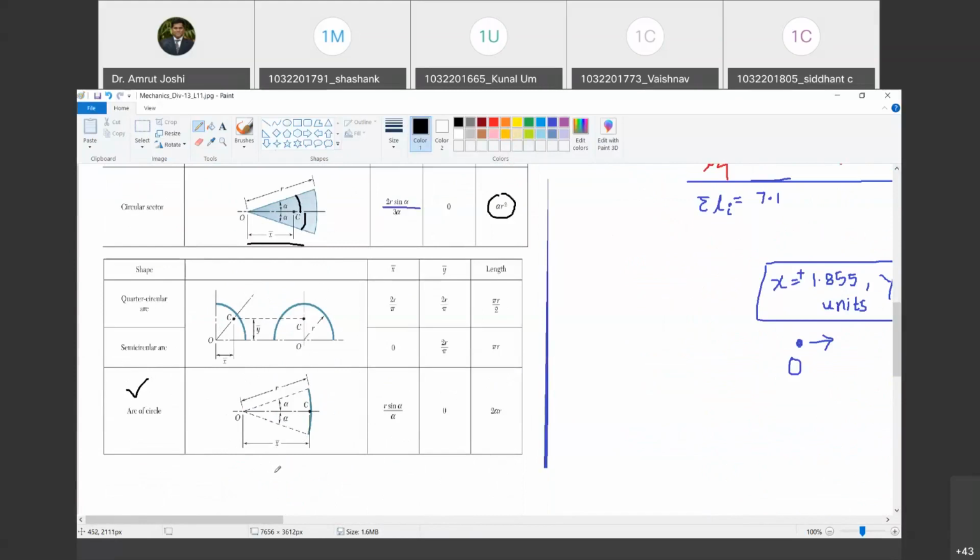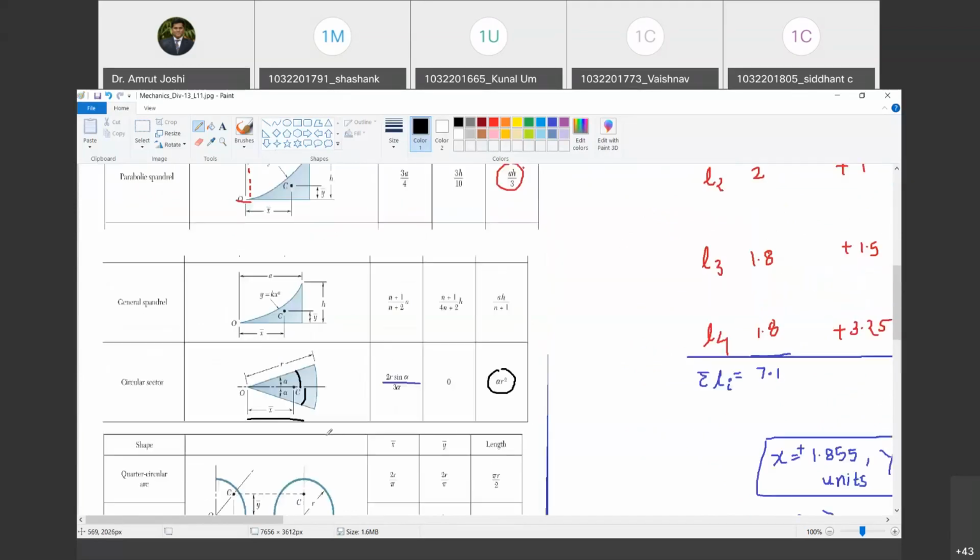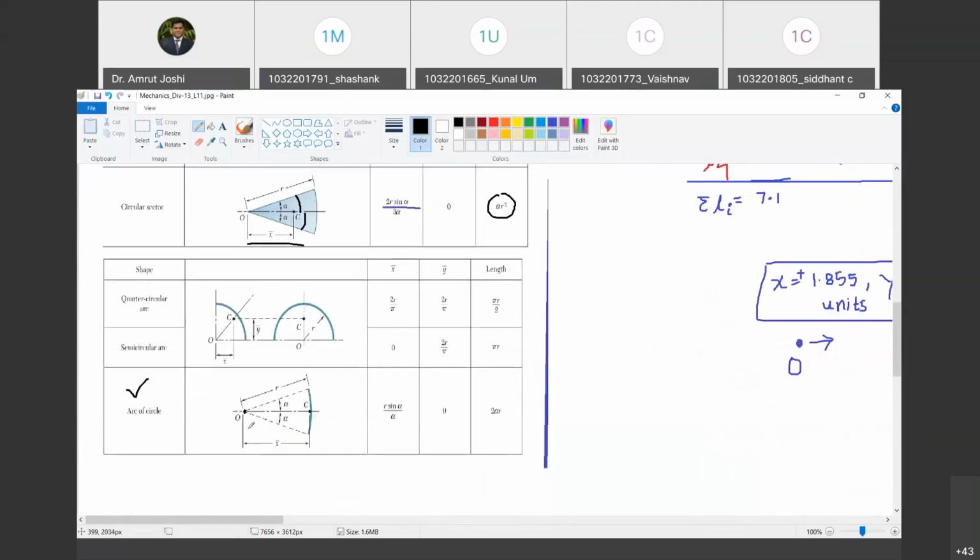Are you with me? And where is the centroid? The centroid lies along the line bisecting this angle, subtended by the radii vector with the centroid. It lies along this. And where does it lie? The distance x bar from here is how much? R sin alpha upon alpha, where alpha has to be expressed in radians.